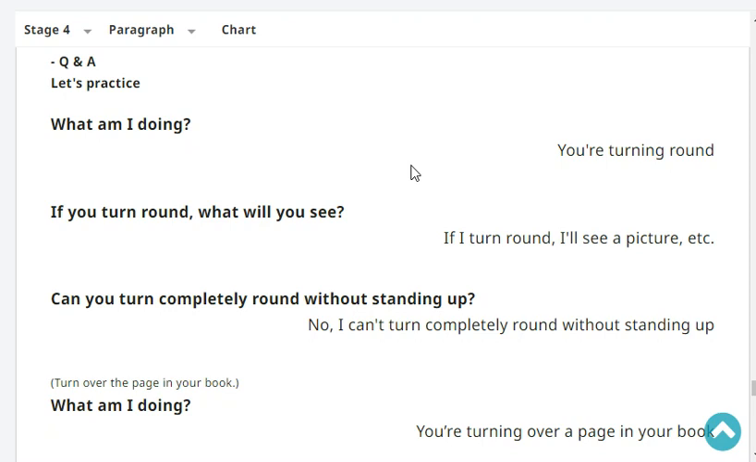You're turning around. If you turn around, what will you see? If I turn around, I'll see the beach. Yeah, you'll have a beach at your back. Very good. Can you turn completely round without standing up?